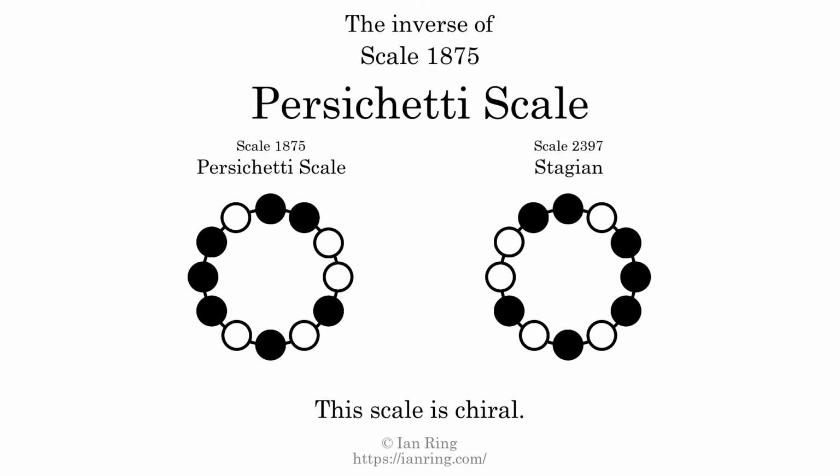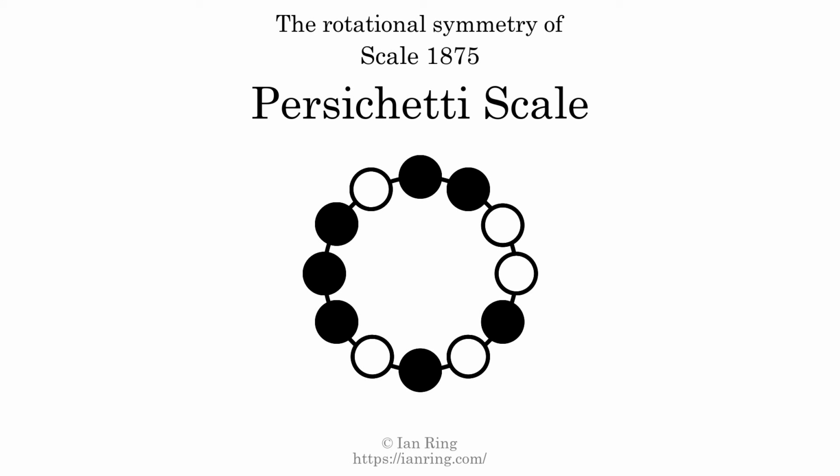The inverse of a scale is a mirror image. It is what you get when the sequence of intervals is reversed. The inverse of this scale is scale 2397, also known as Stagen. This scale is chiral. It cannot transform into its inverse by rotational transformation. This scale has no rotational symmetry.